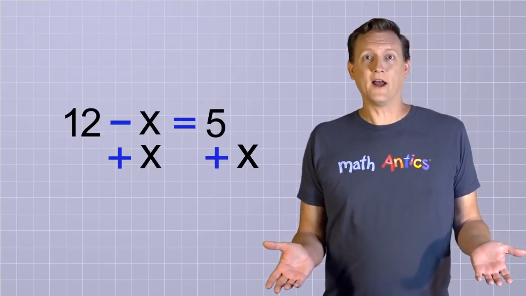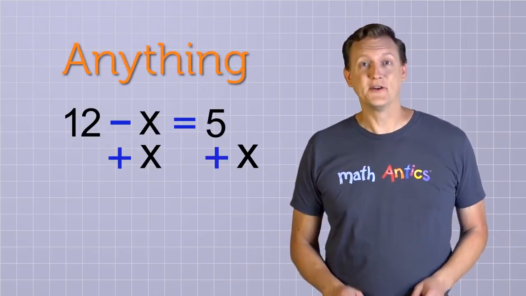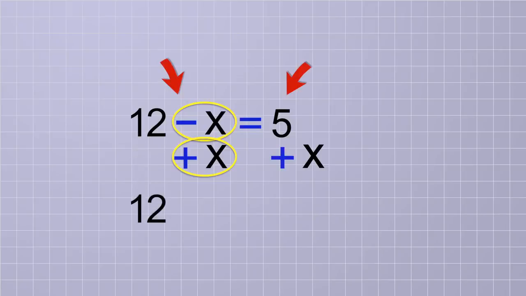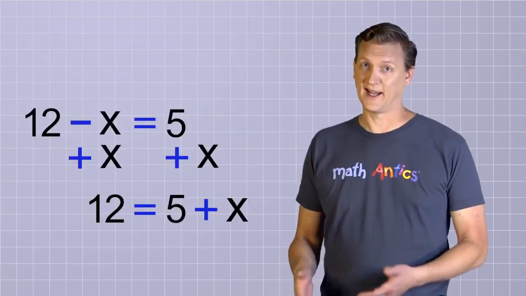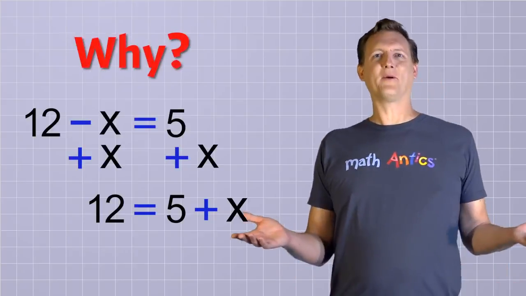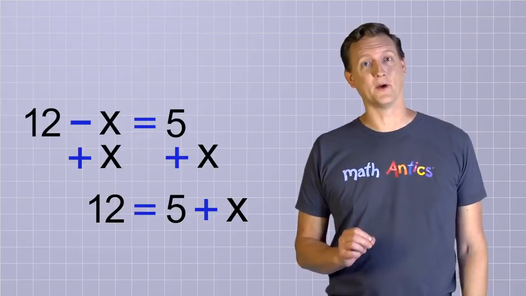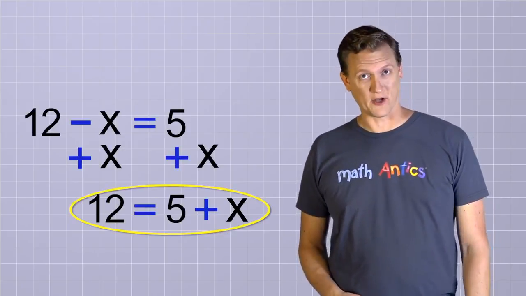Well, sure, why not? We can add or subtract anything we want as long as we do it to both sides. And when we do that, the minus x and the plus x will cancel each other out on this side, and on the other side, we get 5 plus x. Now our equation is 12 equals 5 plus x. And you might be thinking, but why would we do that? That didn't even solve our equation. That's true. But it changed it into an equation that we already know how to solve.